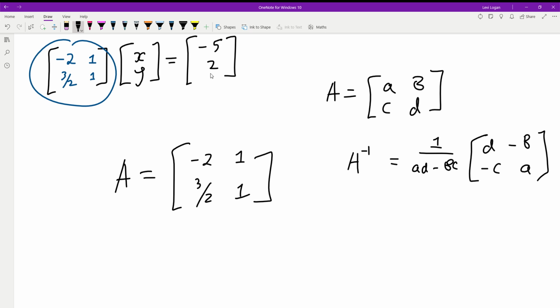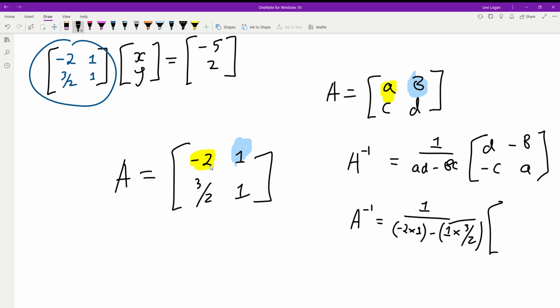So in our setup here, you can clearly see that is going to be your a, that is going to be your b, and so on. All we're going to do is plug this matrix into this formula. So A inverse is going to be 1 over a times d, so negative 2 times 1, subtract 1 times 3 on 2. Then we're going to swap these terms around because that's my a and my d, but in the formula we have the d and the a here. So this will be 1, that will be negative 2, and then we flip the signs of these two, so we have negative 1 and negative 3 on 2.